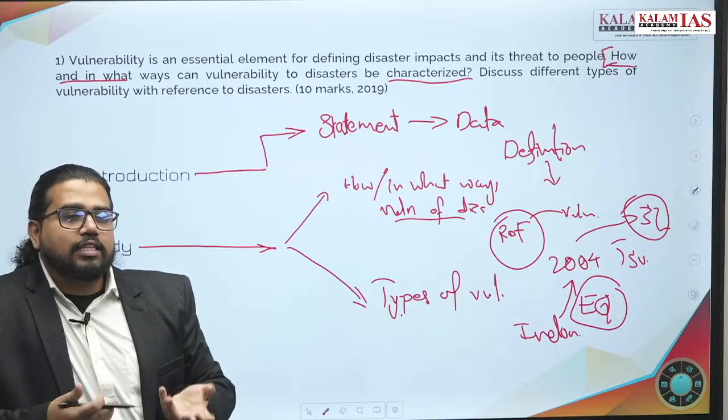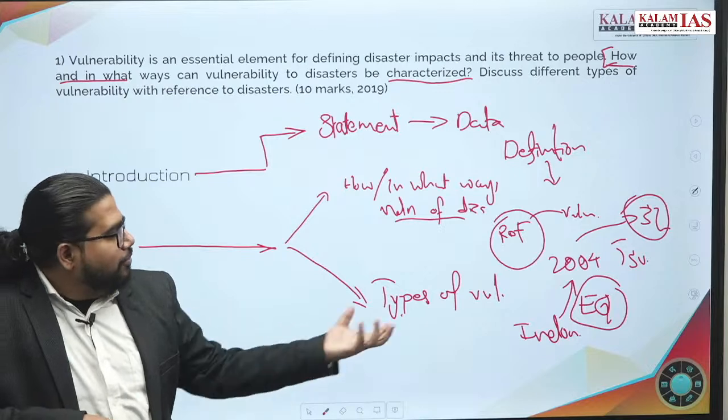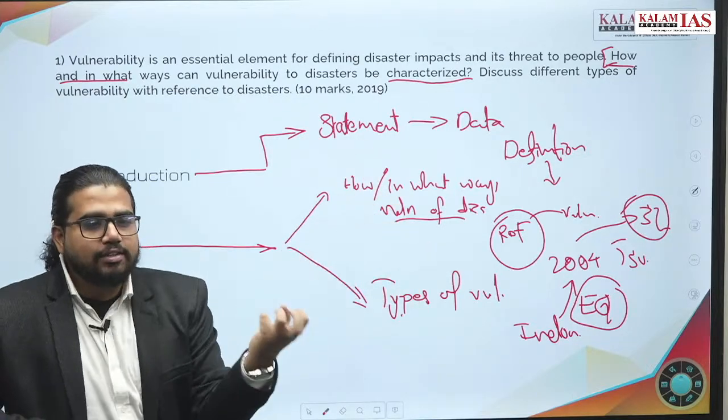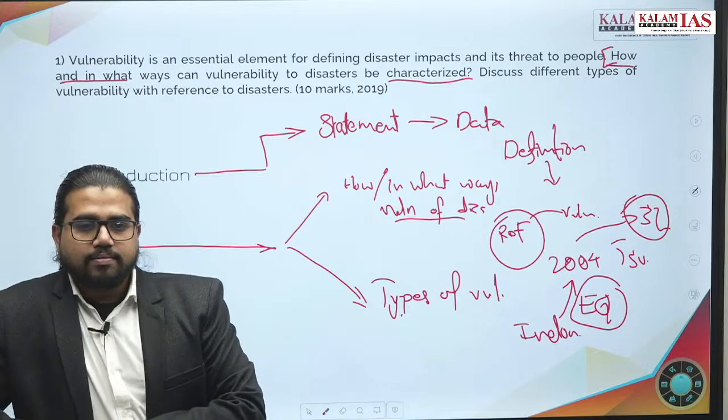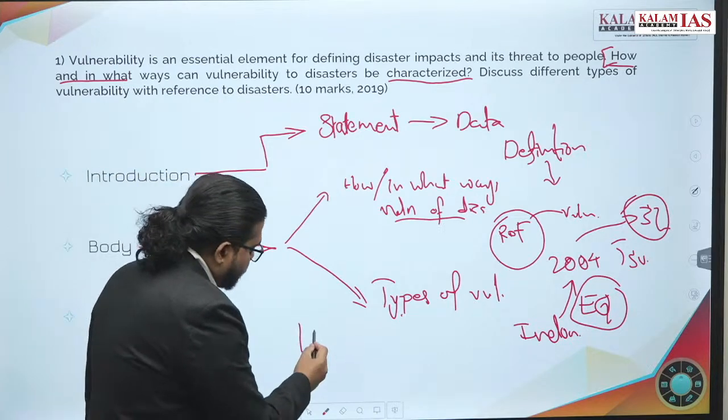What other aspects can you think of? Think of another disaster. Think how you characterize that this is a very big disaster. Odisha 1999 cyclone. What happened there?